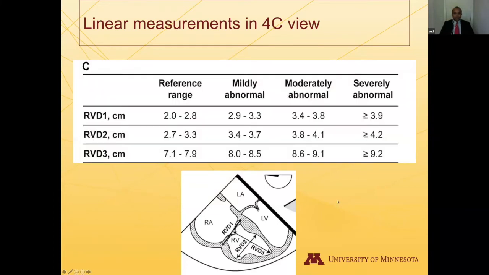These are the reference ranges. And if you have to remember just one number, anything more than 4 centimeters at the tricuspid annulus is severely abnormal, and anything more than 9 in D3, that's the one that runs perpendicular to the other 2 measurements, is considered severely abnormal.